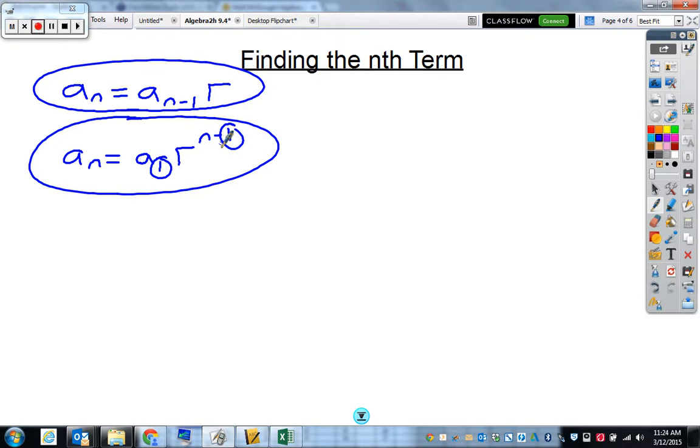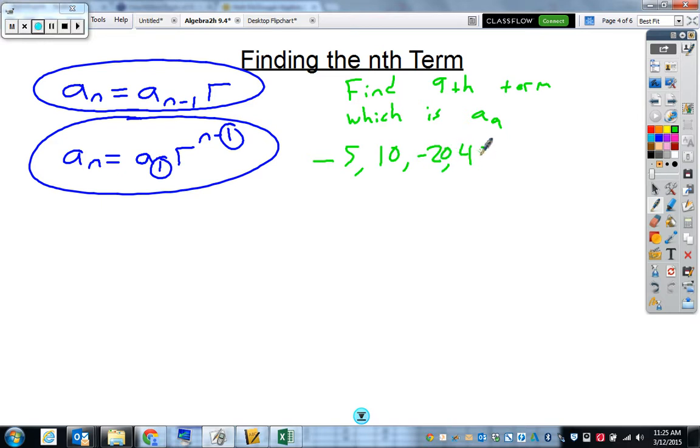So, our problem, we're going to say, find the ninth term, which is a sub 9. Okay? And we're given that the terms are -5, 10, -20, 40, -80. Okay?